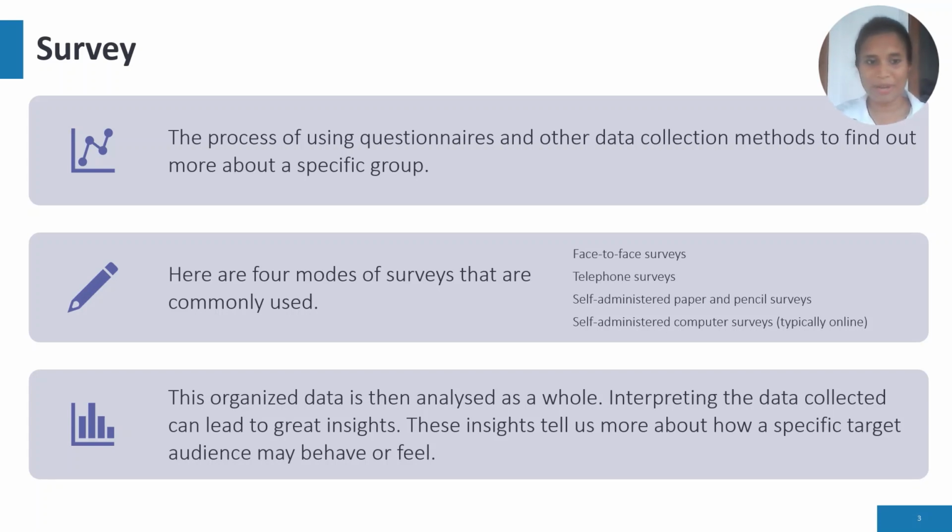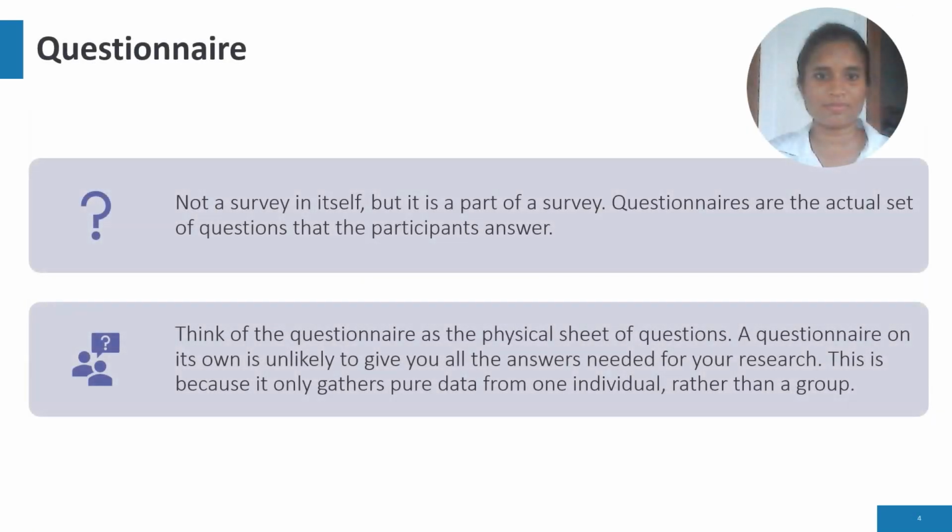Next, let's talk about questionnaires. A questionnaire is not a survey in itself, but it is a part of a survey. Questionnaires are the actual set of questions that participants answer. So think of the questionnaire as a physical sheet of questions. A questionnaire on its own is unlikely to give you all the answers needed for your research, because it only gathers pure data from one individual rather than a group. That's the difference between surveys and questionnaires. Now let's move to the next slide.